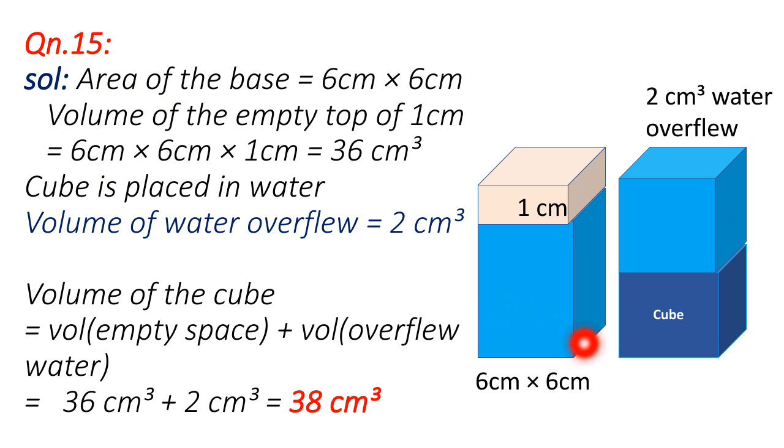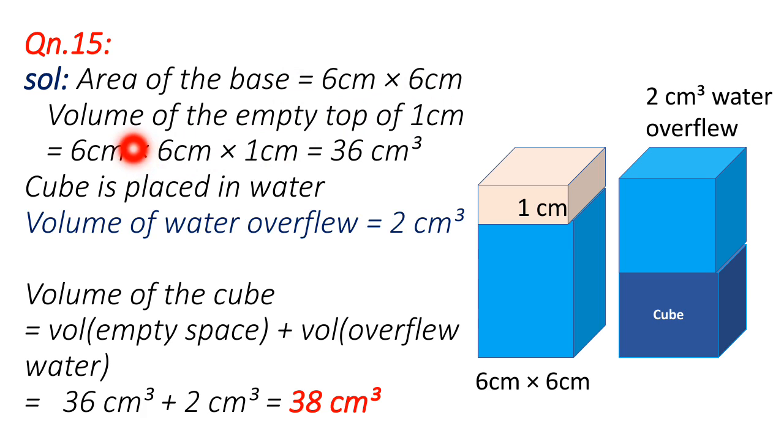The base of the container is a square with a side 6 centimeter. So see, this is the base, and the base is a square with the side 6 centimeters. So we have the area of the base is 6 into 6, that is the area of the square. So 6 into 6 gives 36.